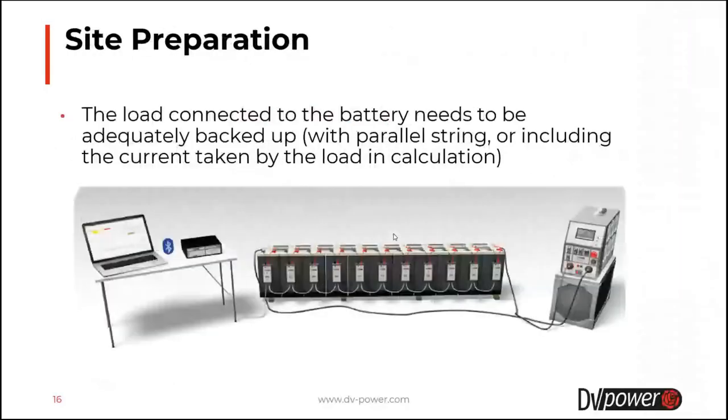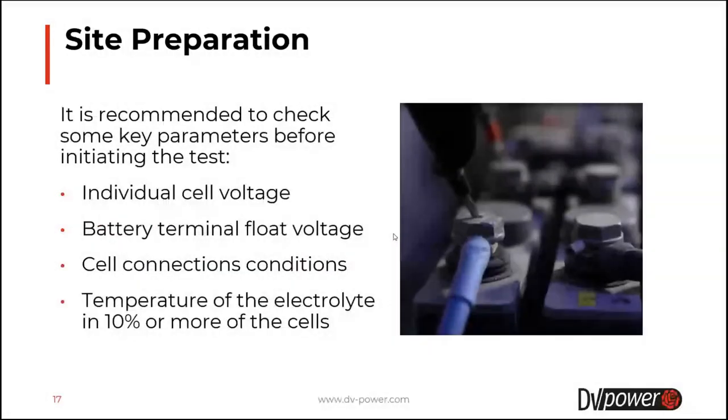Well, first we need to prepare our site for the capacity test. The load to the battery needs to be adequately backed up with a parallel string, but of course modern day devices can perform a capacity test while the battery is still online, and our devices can do so, but we will talk about that a little bit later, so it is not needed to have two strings. Also, you need to check some key parameters before initiating the test. First, measure individual cell voltage, measure float voltage, and check cell conditions and the temperature of electrolyte in 10% or more of the cells in the battery.